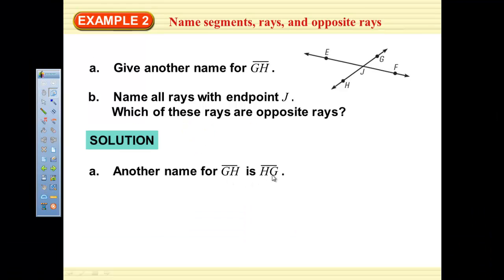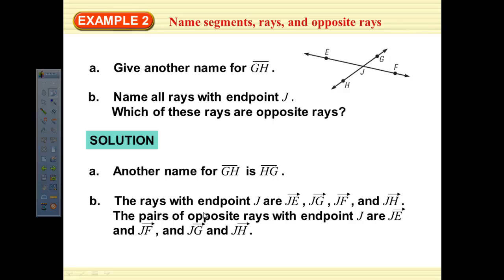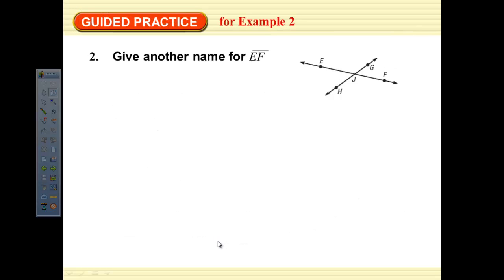So again, here's another name for GH: HG, and here are the rays with the endpoint J: JE, JG, JF, and JH. JE and JF are opposite rays. JG and JH are opposite rays. Finally, same kind of example. We want another name for EF. Hopefully you can figure that out. That would be segment FE.